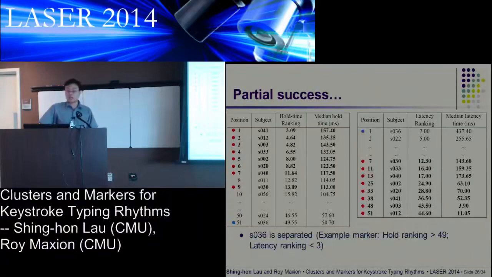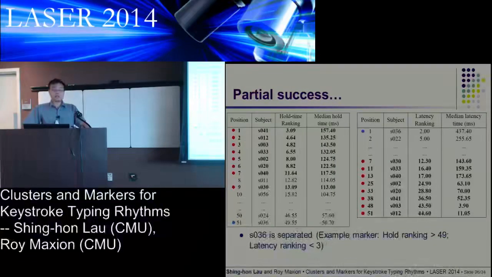And you can actually see that 36 is perfectly separated. In fact, there are 2 example markers I could choose. On the hold time ranking on the left, I could say, well, to be in the 36 cluster, you have to have an average hold ranking of greater than 49. And you can see that draws a line in the sand that perfectly discriminates 36 from the remainder of the population.